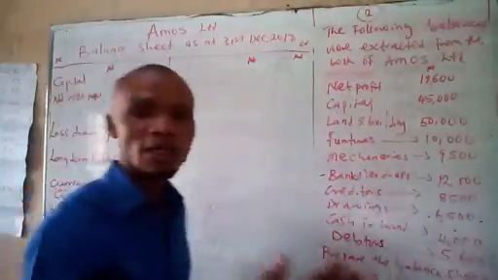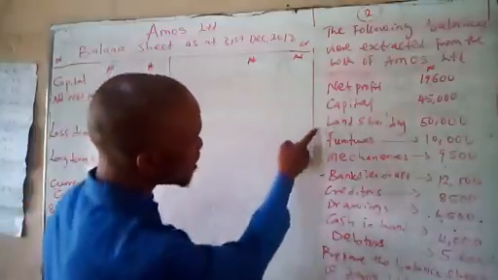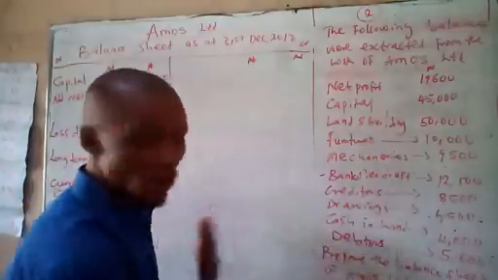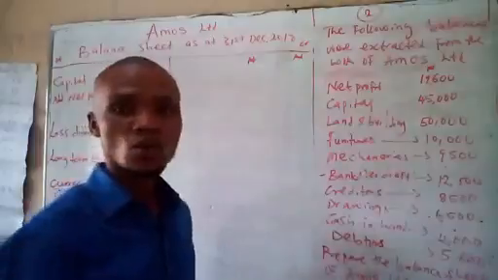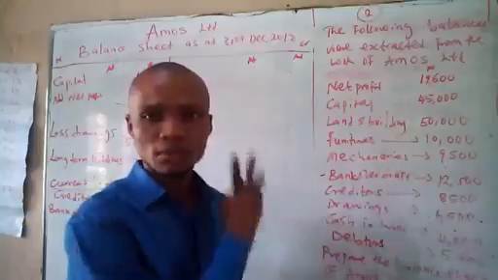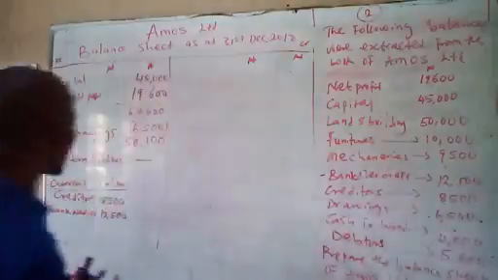Now, do we have other payables? Check, do we have other payables? We don't have other payables. That means we don't have any current liabilities again. Then you sum the two together and add it to the capital base.